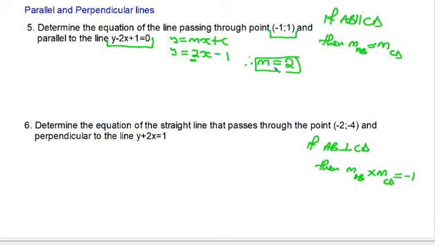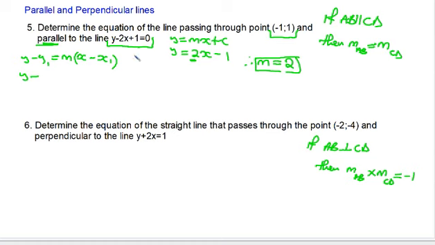So this also is going to be the gradient for this line, because we are told that the two lines are parallel. So let's determine the equation of the line that we want, with the gradient being 2 and the coordinate on that line being (-1, 1). We are substituting into the formula y minus y1 is equal to the gradient multiplied by x minus x1.